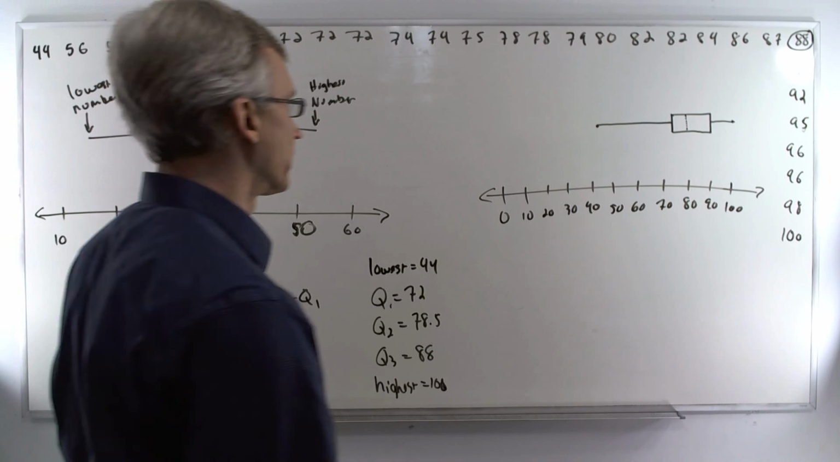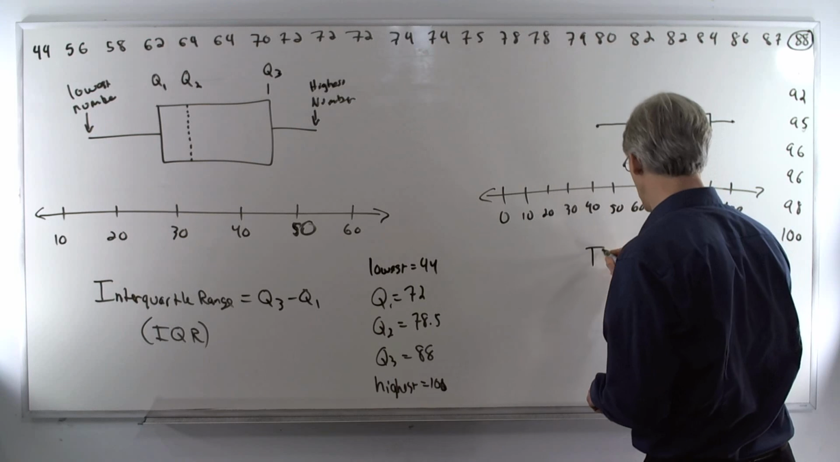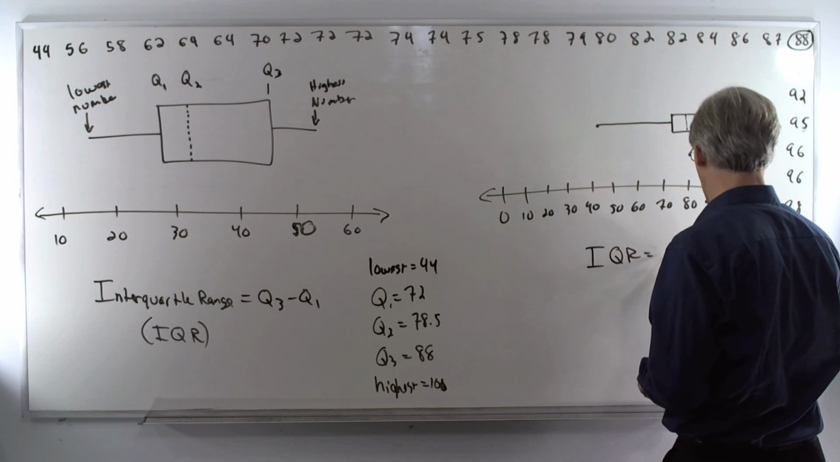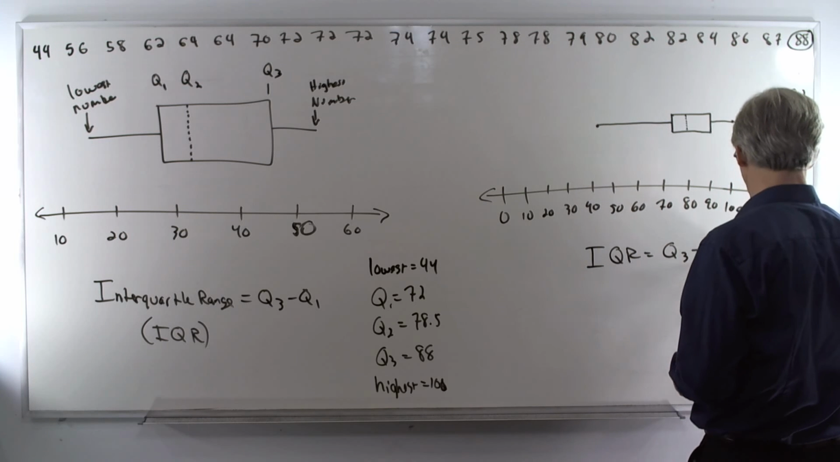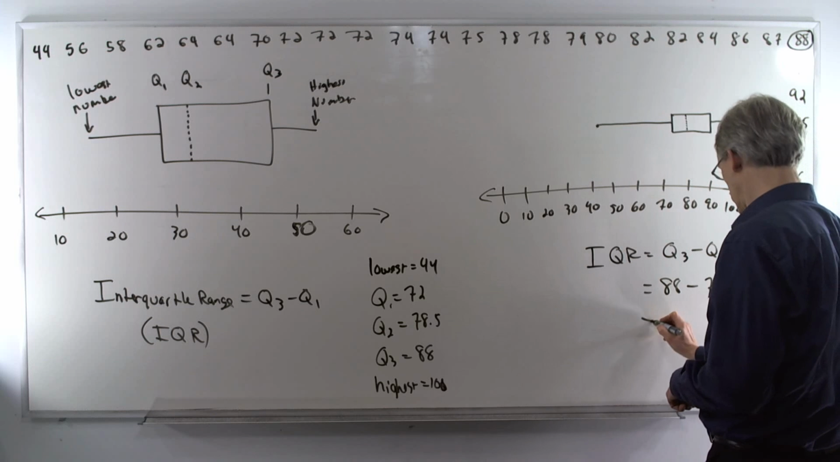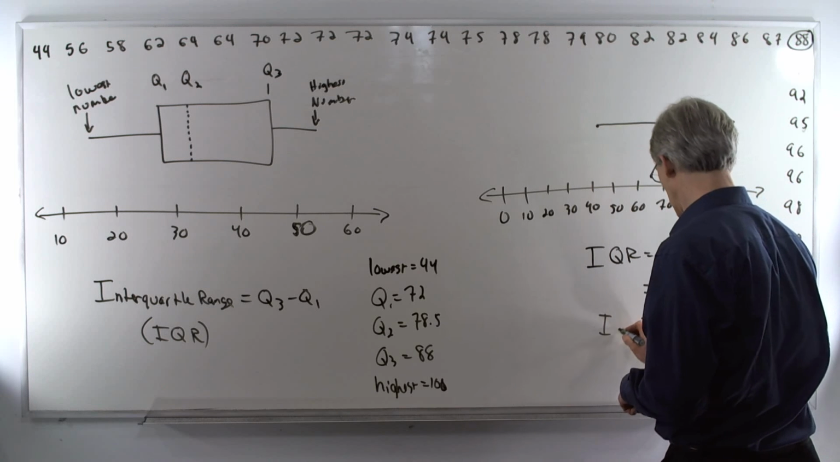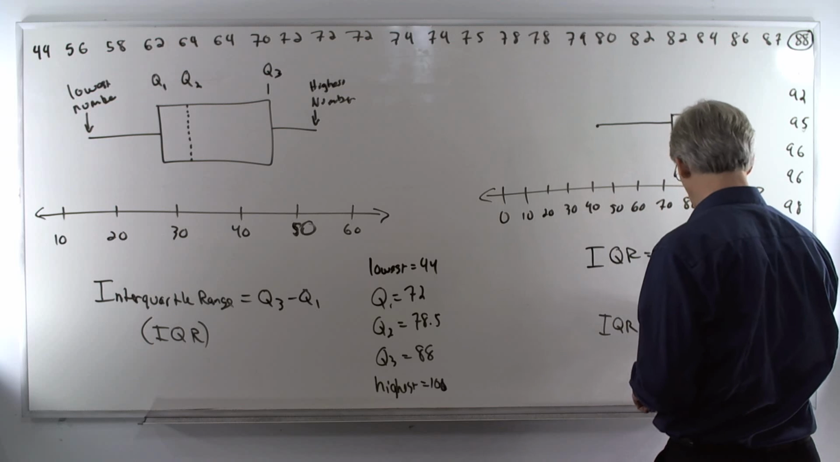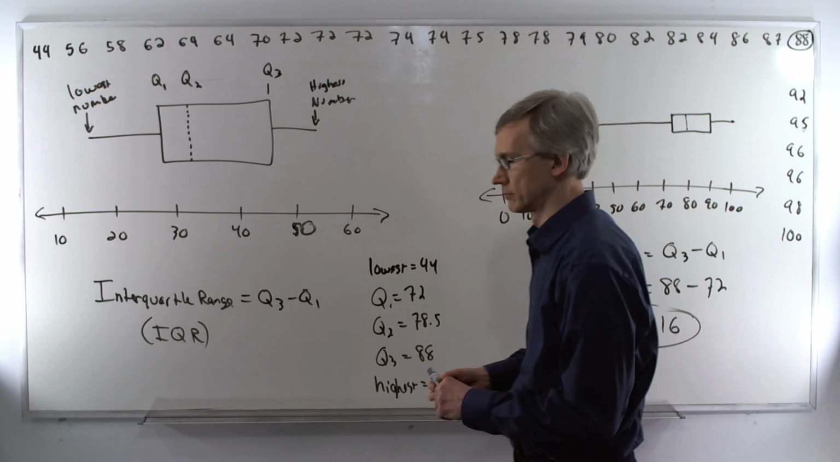And then lastly, to find the interquartile range, the IQR, that's Q3 minus Q1, and it gives us 88 minus 72. So the IQR is 16. And that is it for today.